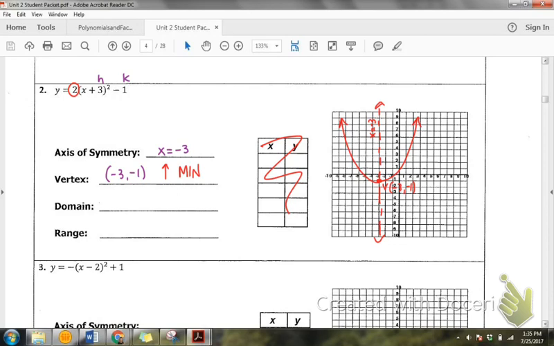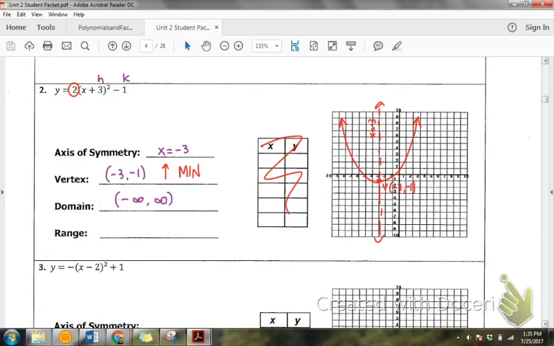So your domain is going to be negative infinity to positive infinity. Don't forget to label your vertexes. So is domain ever anything but negative infinity to positive infinity? Oh, interesting question. Let's see what happens on number 3.